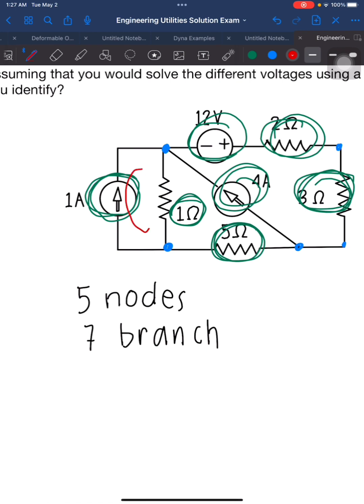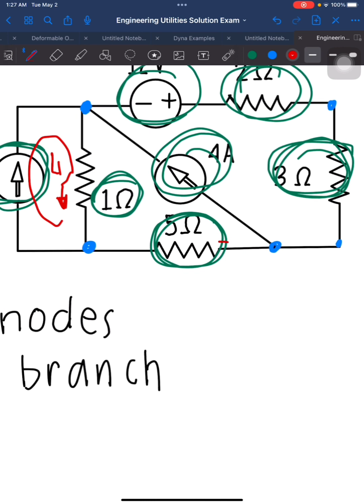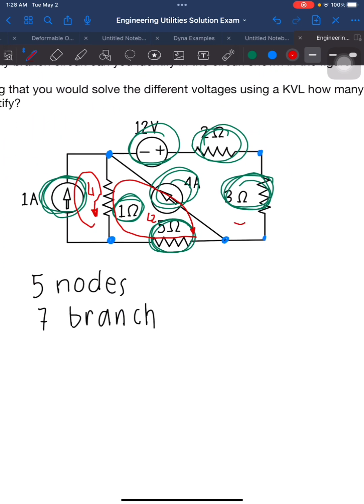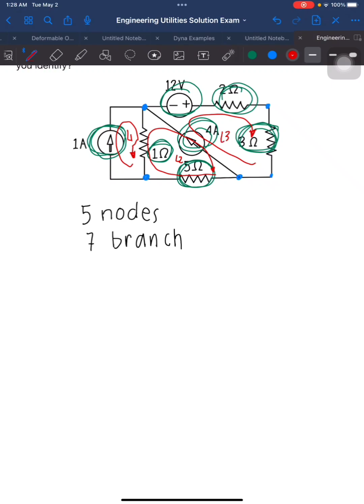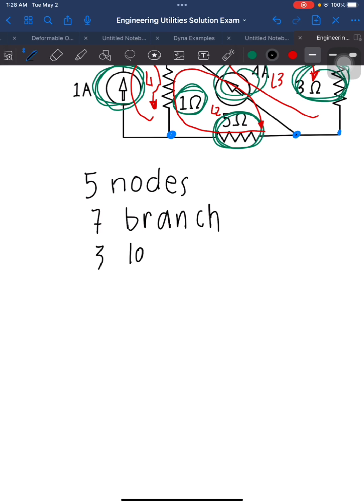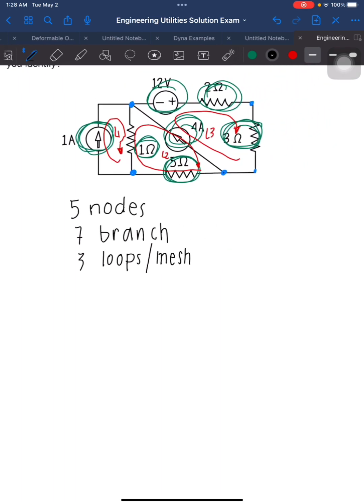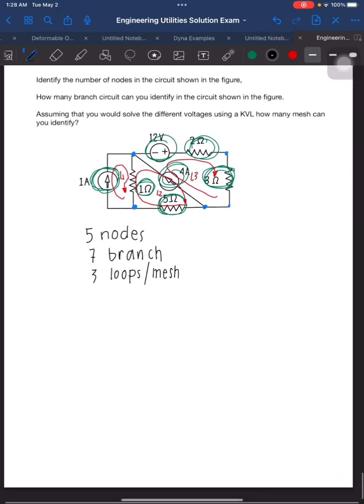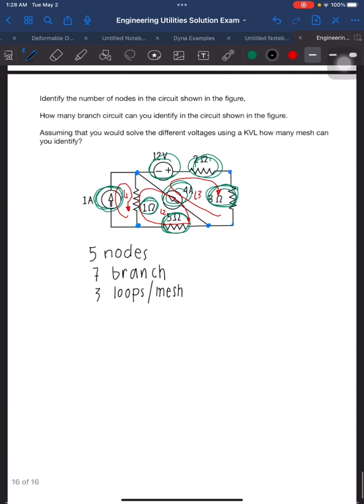So, pwede tayong mag-loop dito. Loop 1, dito sa triangle na to. Loop 2, tapos dito sa triangle na to. Loop 3. So, 3 loops, or mesh. So, para summarize, ang circuit na to ay naglalaman ng 5 nodes, 7 branch, and 3 mesh.